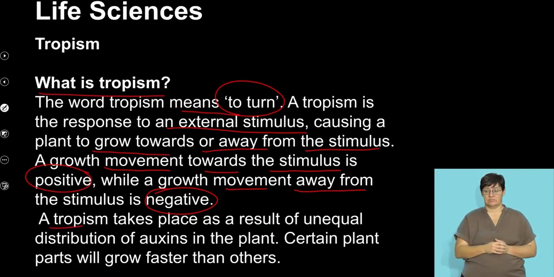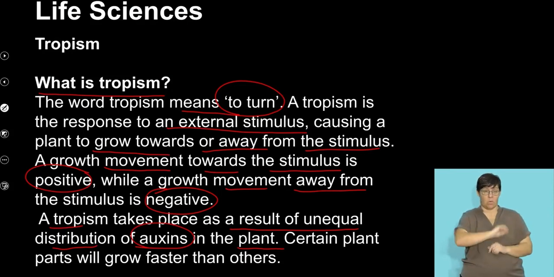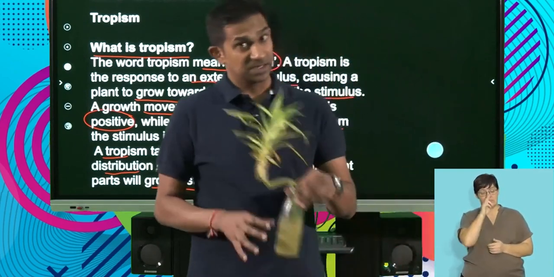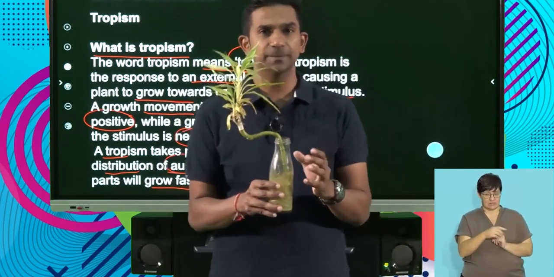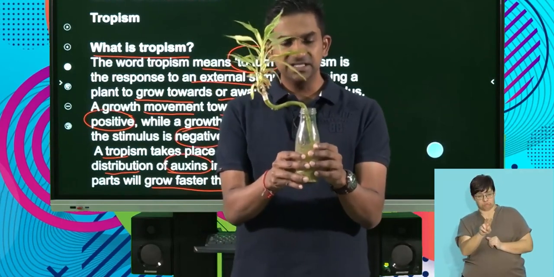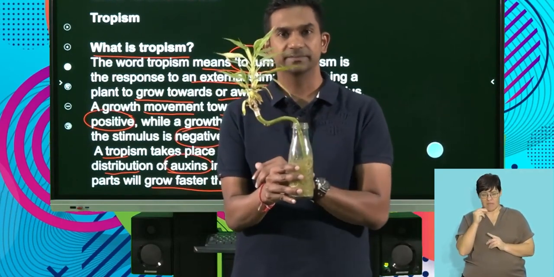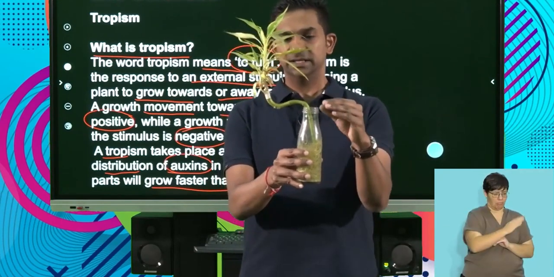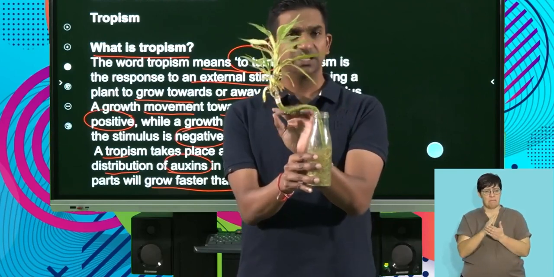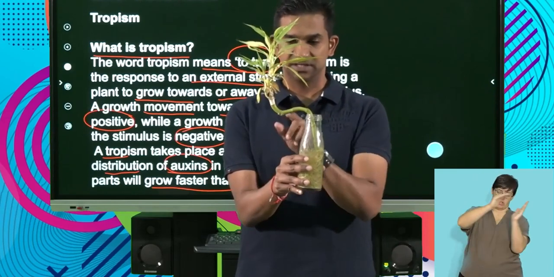A tropism takes place as a result of an unequal distribution of auxins in the plant. Certain plants will grow faster than others. Now, it's important that at this point we recognize, I've got an example of a bamboo shoot here, and if you look at it, it's essentially taken quite a unique shape. And this shape shows you that there's been some direction change in the growth of this stem.